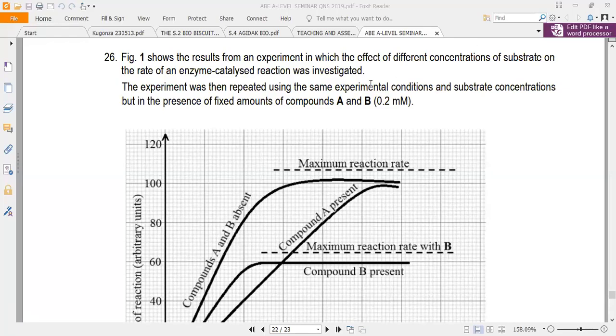Okay. So here is the question. The question is saying that the figure shows the results from an experiment in which the effect of different concentrations of substrate on the rate of an enzyme catalyzed reaction was investigated. Now, the moment you read that statement, first internalize that statement. What are they meaning in this context here?